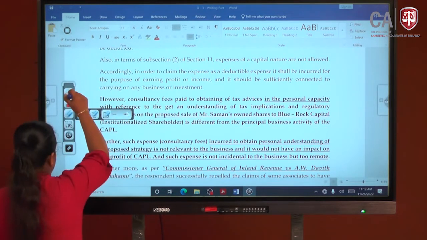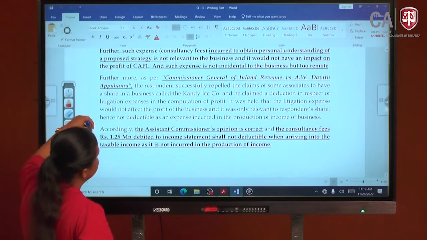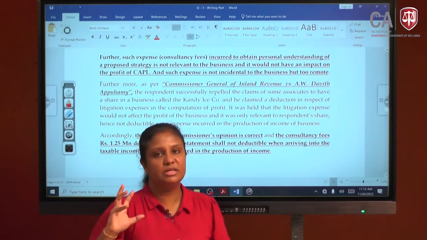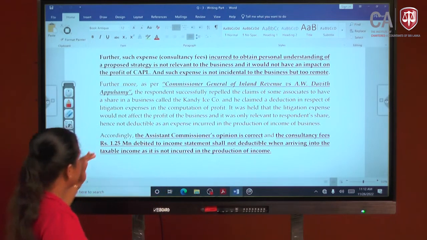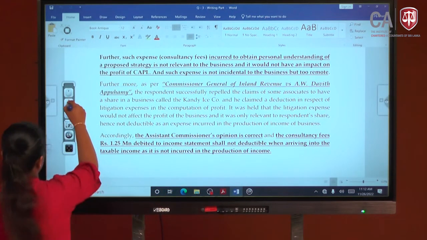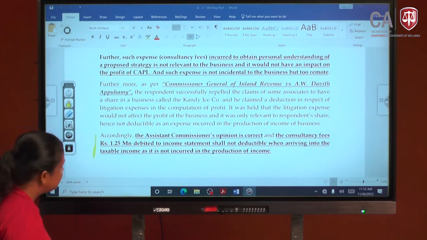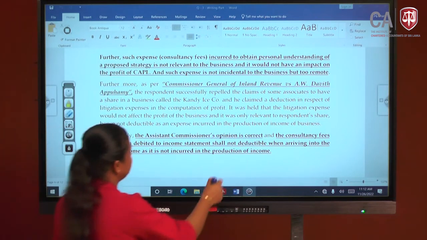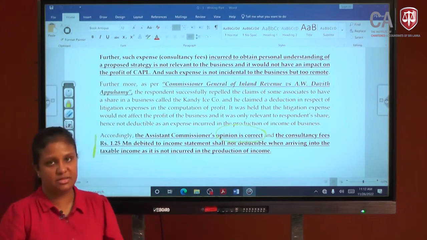Now, definitely you have to apply the provisions of the case law. This is that, as I have explained, the A.W. David Appuhami case, I am not referring to all. Then I need to come to the conclusion. In the conclusion, accordingly, the recommendation: the Assistant Commissioner's opinion is correct. This is what we need to tell.